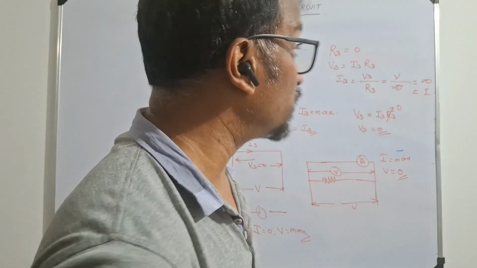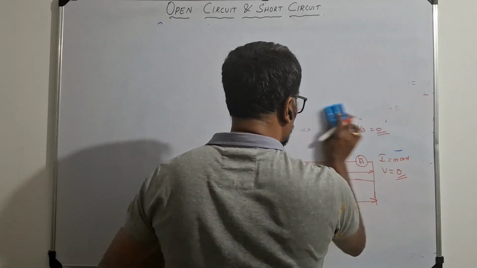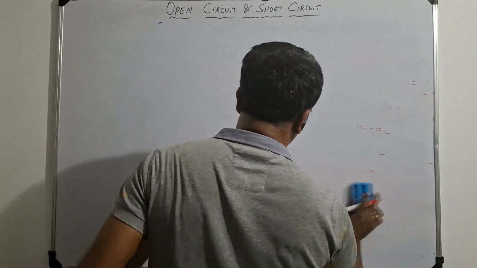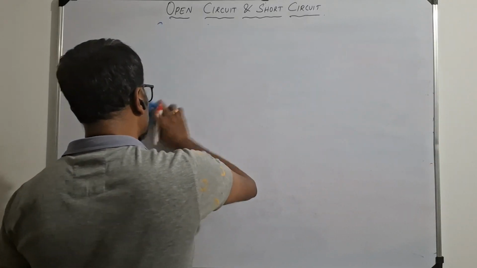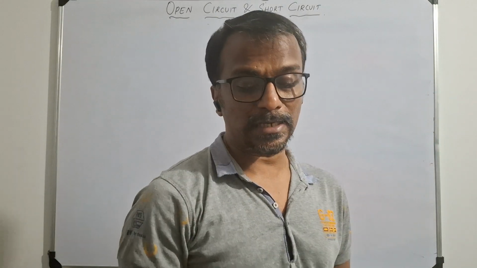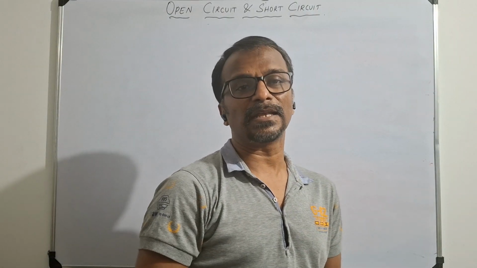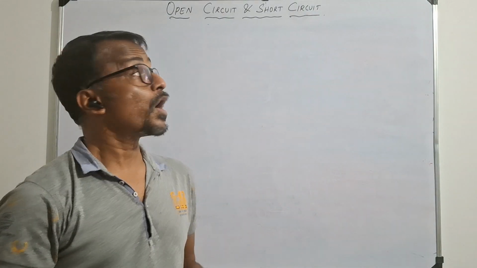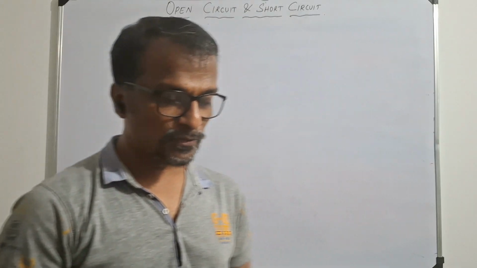Okay. So from today's session, we understood what is meant by series connection and parallel connection, what the voltage across the elements is in the series and the parallel connection, and similarly the current in series and parallel. Also we understood what is meant by open circuit and short circuit.